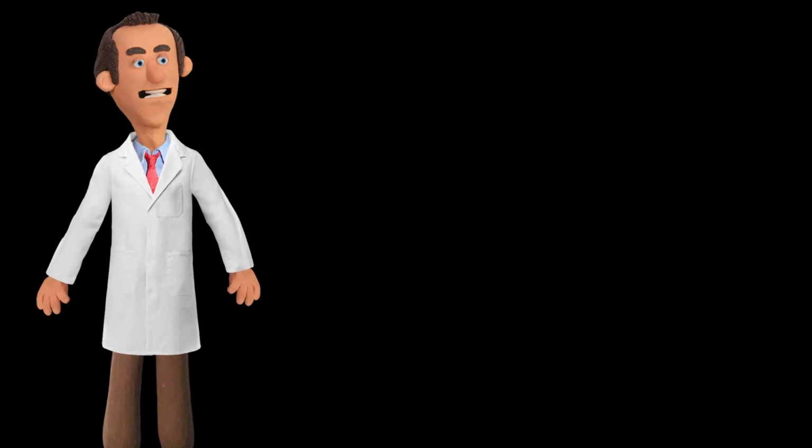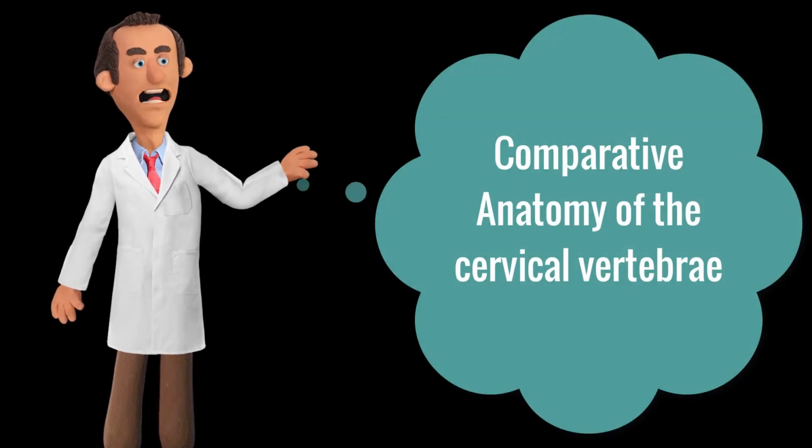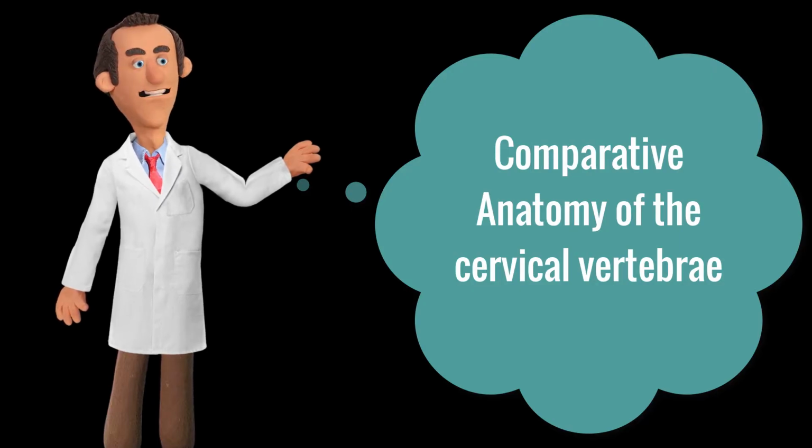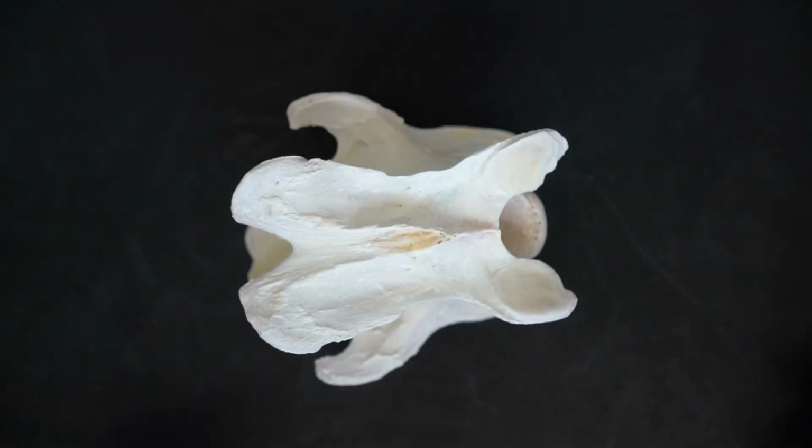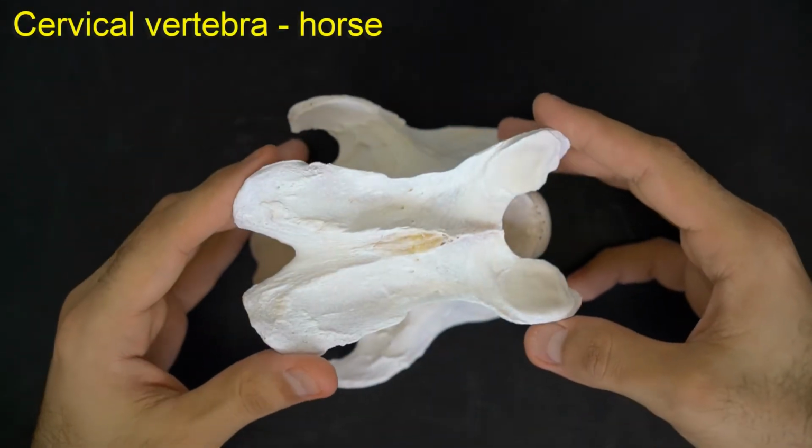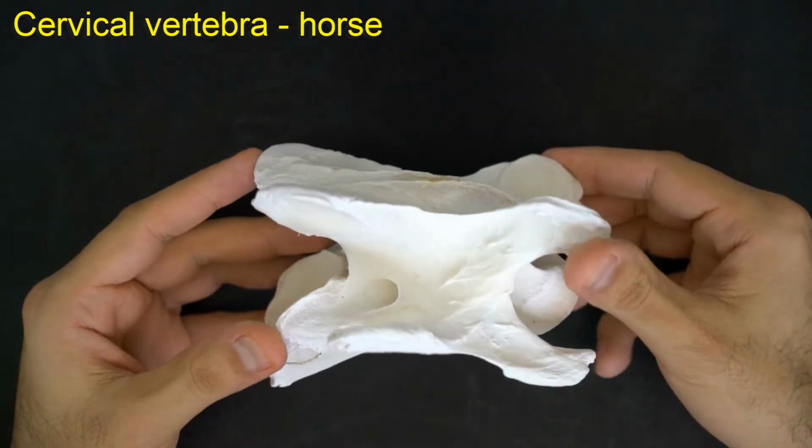In this video we will talk about the cervical vertebra, and after that we will look at the differences between the different animal species we know. So let's get started. Now let's start by talking about a typical cervical vertebra.